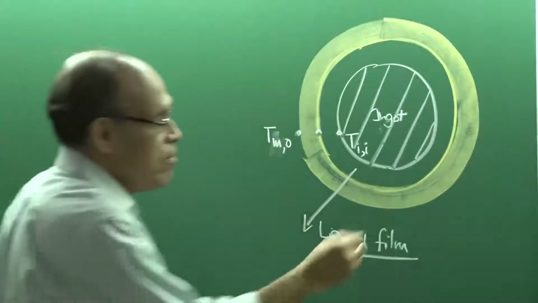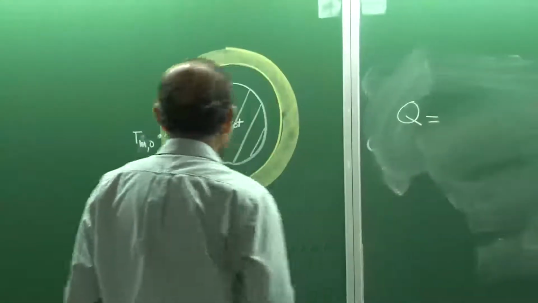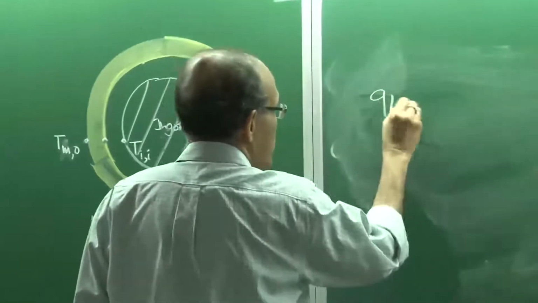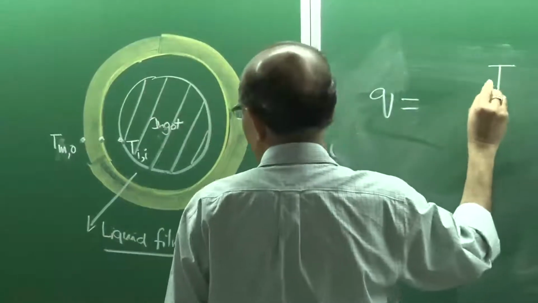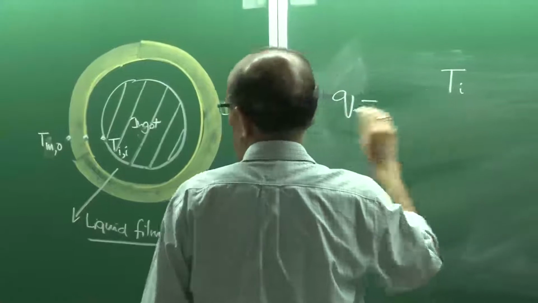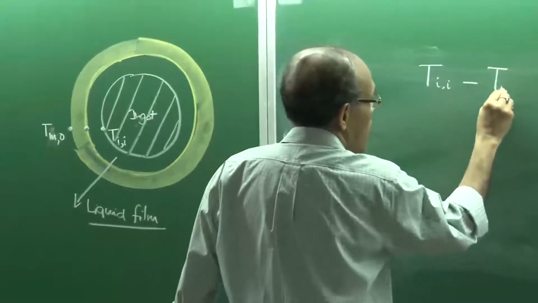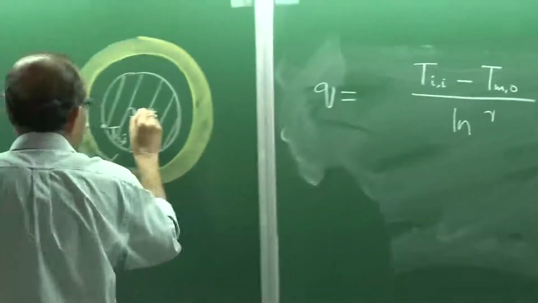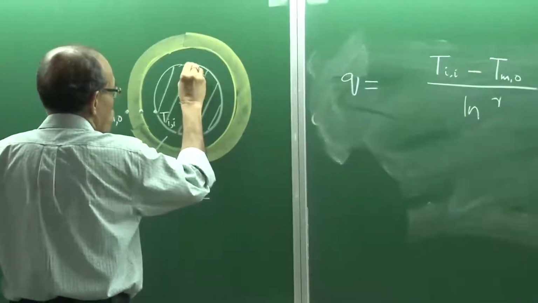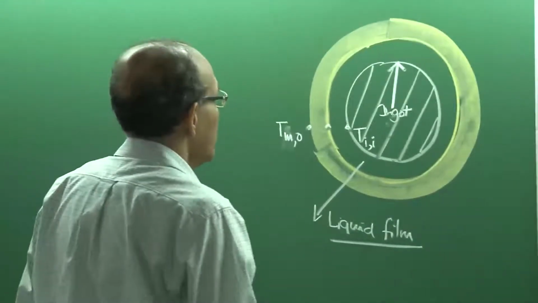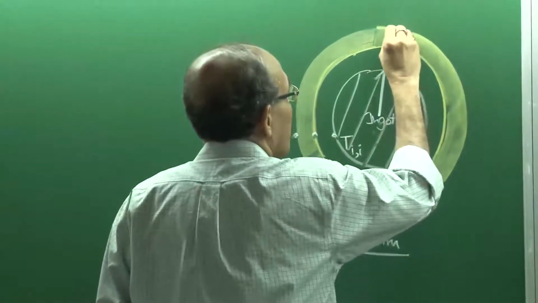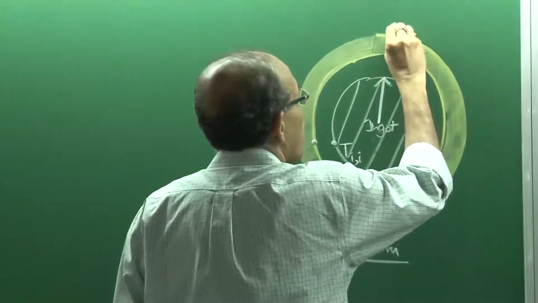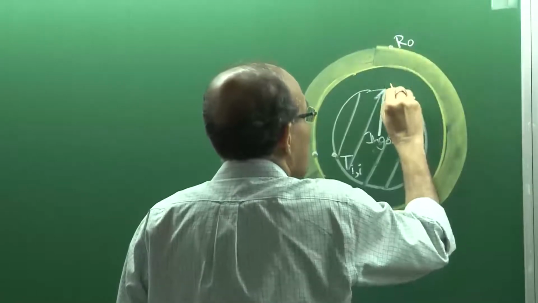So then from the heat transfer theory we can write down the heat flux from the governing equation to be equal to T I minus T m o, and this is going to be ln. If this distance is R inner and this is R outer.